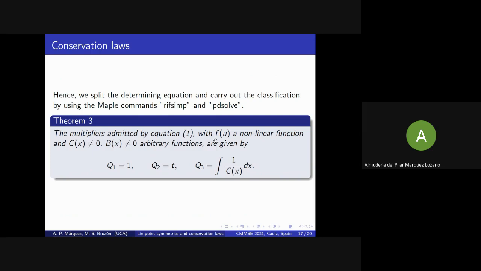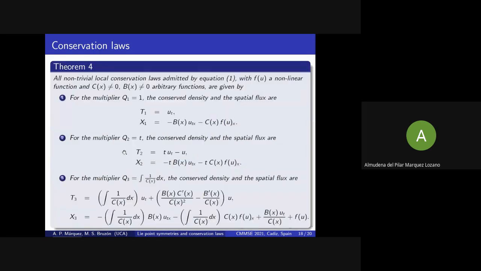So we obtain that the multipliers for our equation, with f a nonlinear function and c and b different to 0, are these ones. Now, once we have the multipliers, we obtain the conservation laws. I mean, the conserved density and the conserved flux for each multiplier we have found. So here we have the three conservation laws.